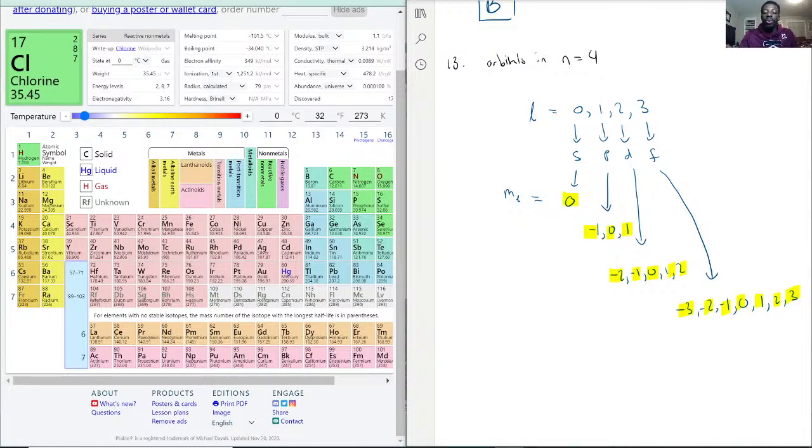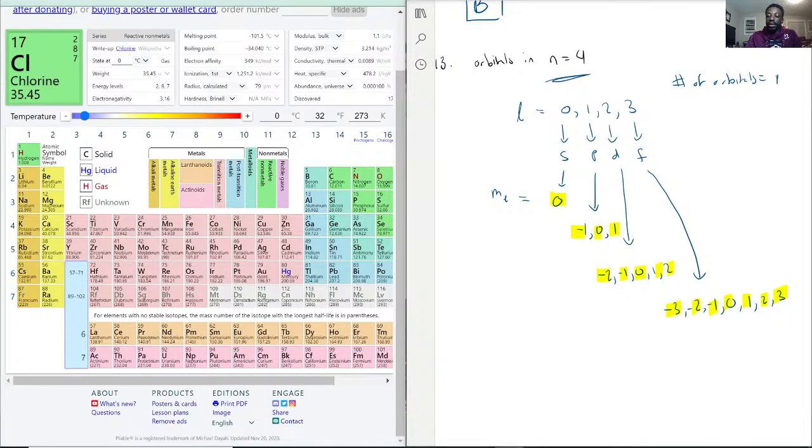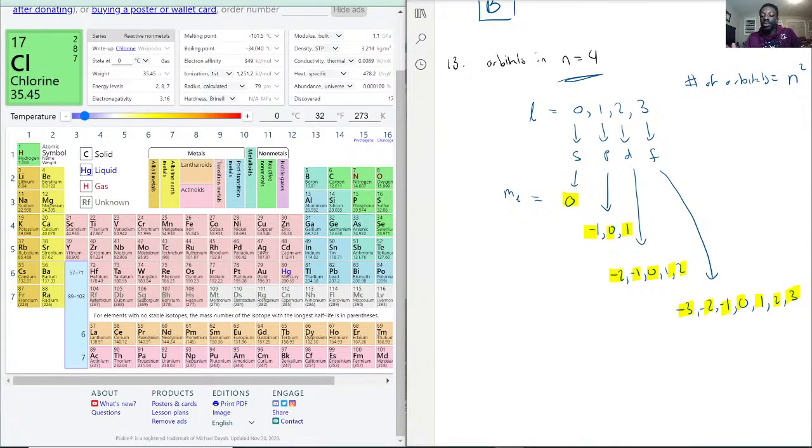There's a cool way to do this where whatever value for n, you can just square it. So the number of orbitals is equal to n squared. But these are the orbitals that unfortunately we don't really talk about. When you get past 4, we don't really discuss the type of orbital where L is equal to 4. We usually discuss these ones, 0 through 3.